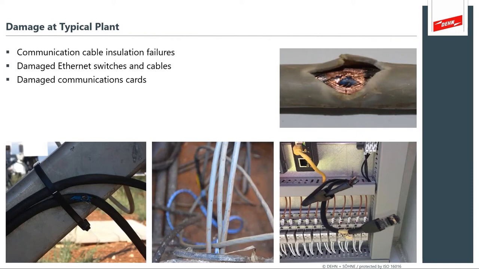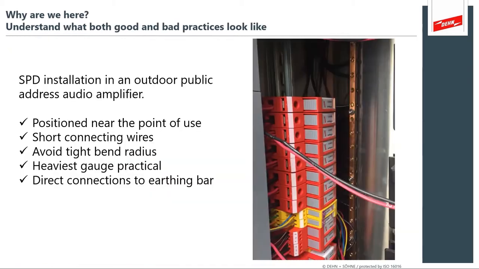So you have things that are obvious. You have wires that are burst. Here you can see things like the jacket being torn apart. You have connectors that are completely blown off their circuit boards. You have wires that are exploded. This is really important to help you understand why we're applying surge protection devices.